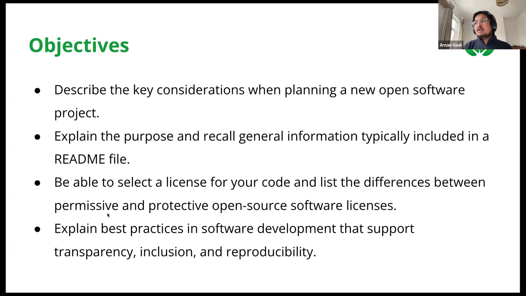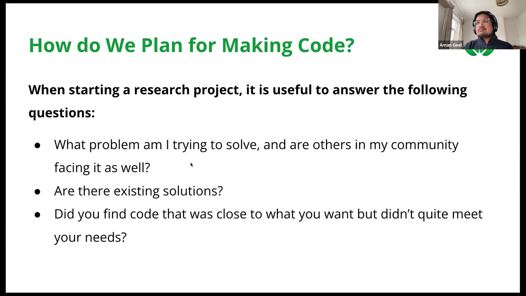Objectives for this session: we'll look at the key considerations that we need to think of while planning a new project. We'll discuss READMEs and look at the purpose of a README, why we need a README, how we write one, and what we need in a README. Then we'll also look at software licenses. I believe experts in the past calls have touched on licenses a little bit, but we'll look at them in a little more detail and see what licenses you can choose for your project. And then we'll also look at best practices like code reviews so that we can be more transparent, include more people, and reproduce our code in a good manner. So, okay, let's look at planning of code at first, and then we'll move into READMEs.